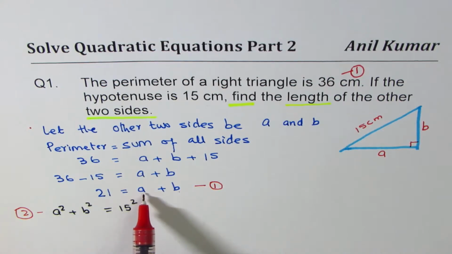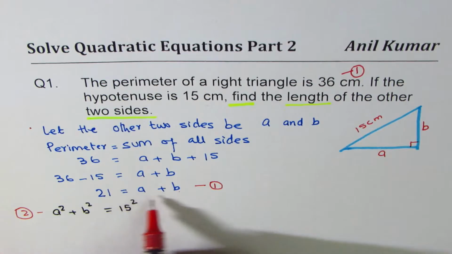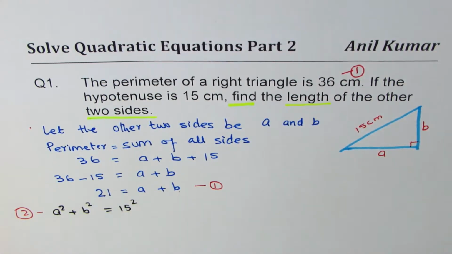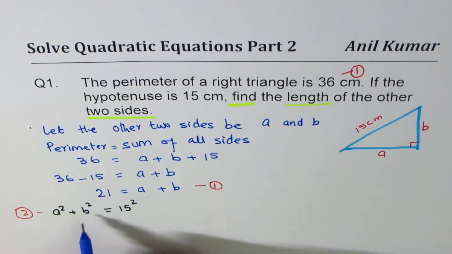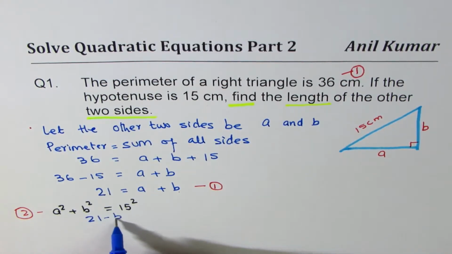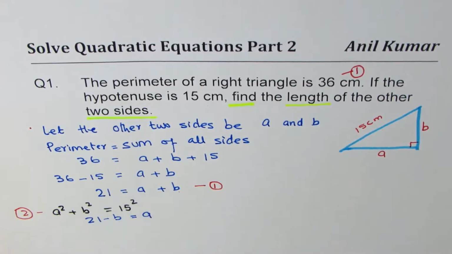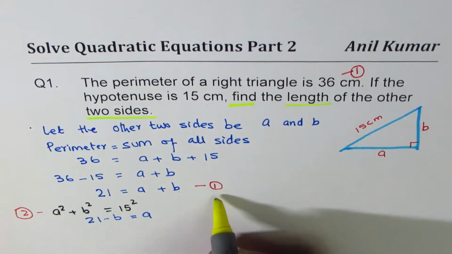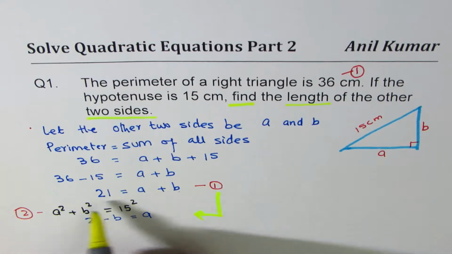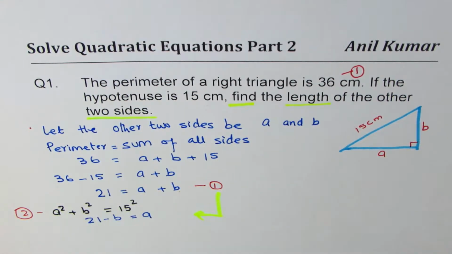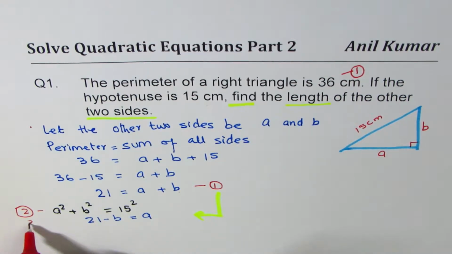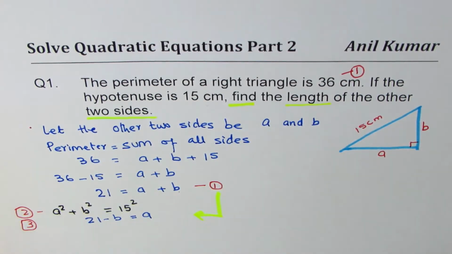So we'll isolate from this equation, let us say A, right? So we'll take away B from both sides. So what we get here is 21 minus B equal to A, right? So what we did was that we took away B from both the sides. And so we isolated A. We'll call this our equation number 3. We know one variable in terms of the other.